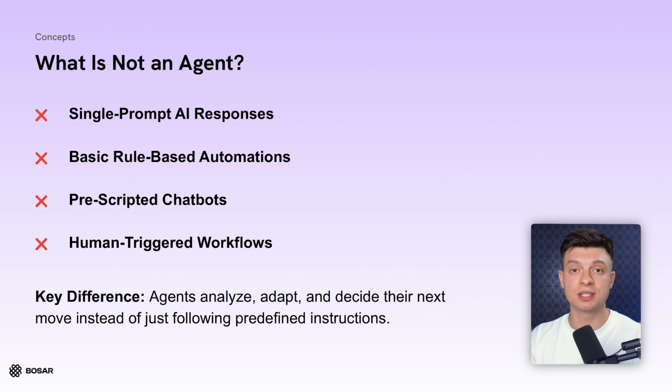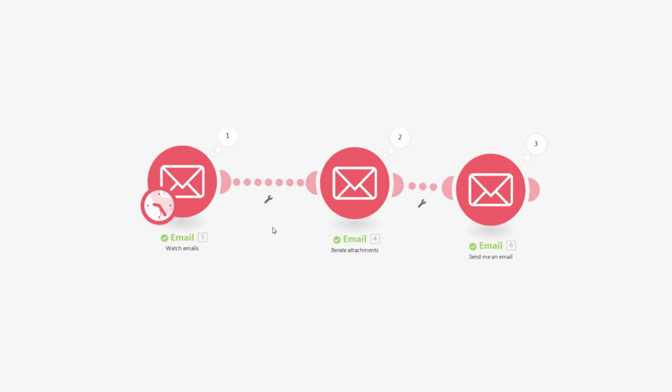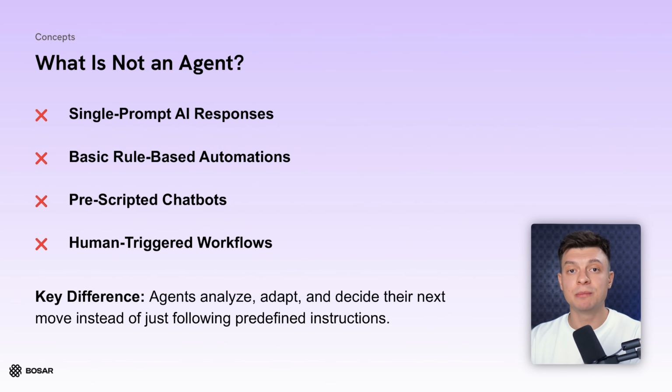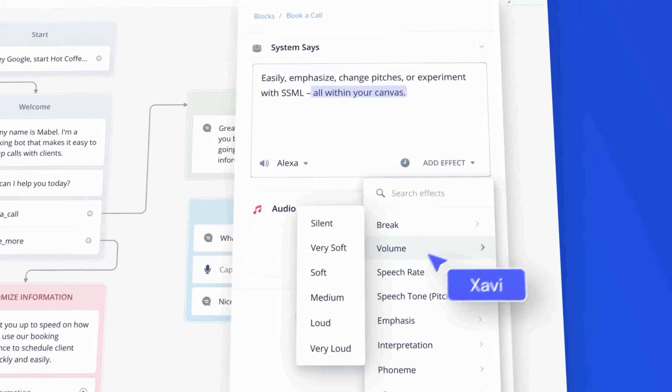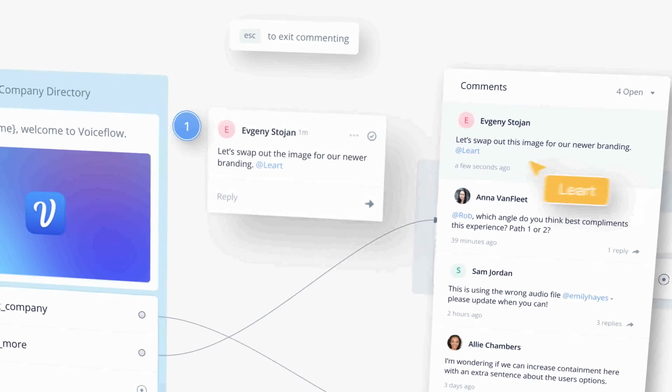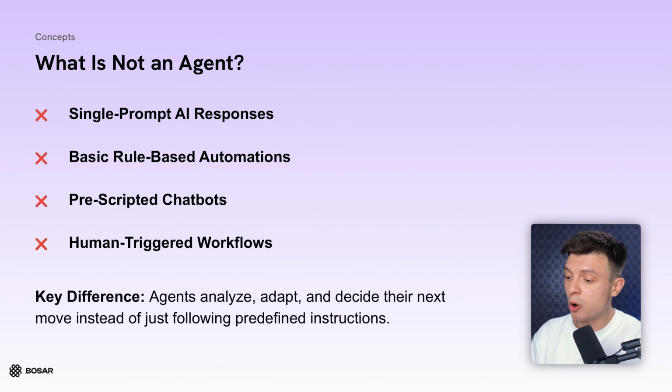Basic rule-based automations. Simple if this, then that workflows, like if an email contains invoice, forward it, not an agent. In this case, they don't make independent decisions or adapt dynamically. Then we have pre-scripted chatbots. A chatbot that follows a predefined conversation flow is not an agent. Agents decide their own next steps instead of following a rigid script.